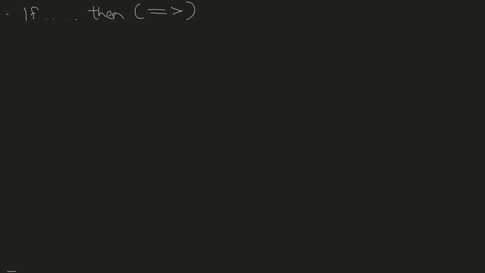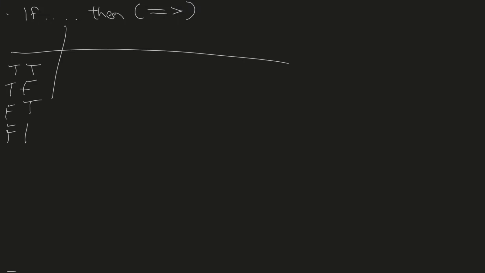Now let's look at the if-then. The truth table for if-then is true, true, true; true, false, false; false, true, true; false, false, true. Well, this is a weird one, but in an if-then statement, as long as the first statement is false, the overall statement as a whole will be true, as you see in this scenario.